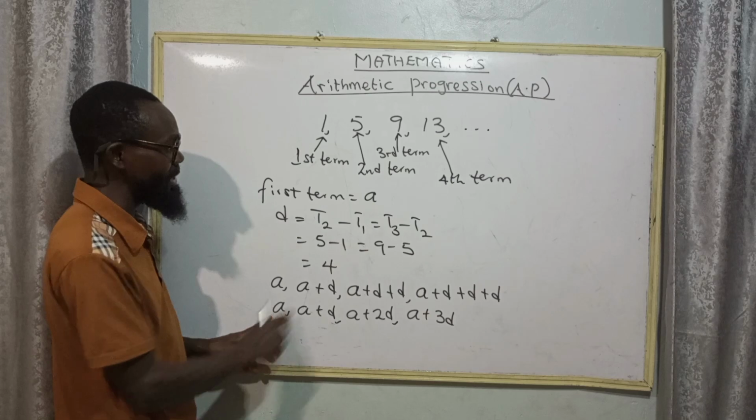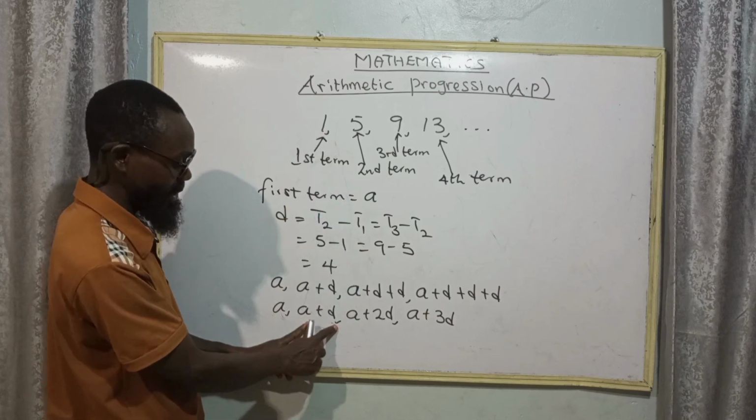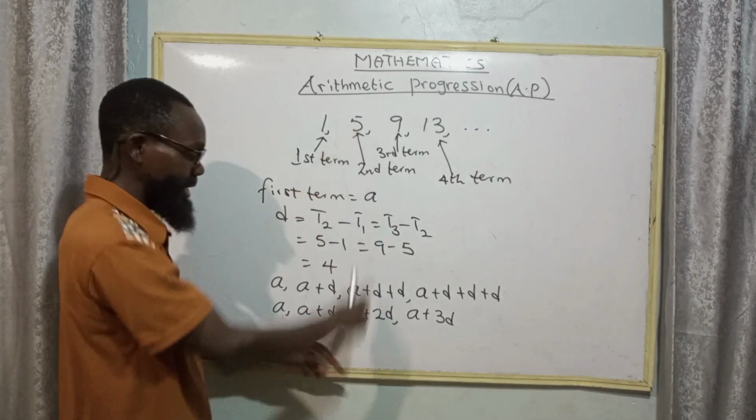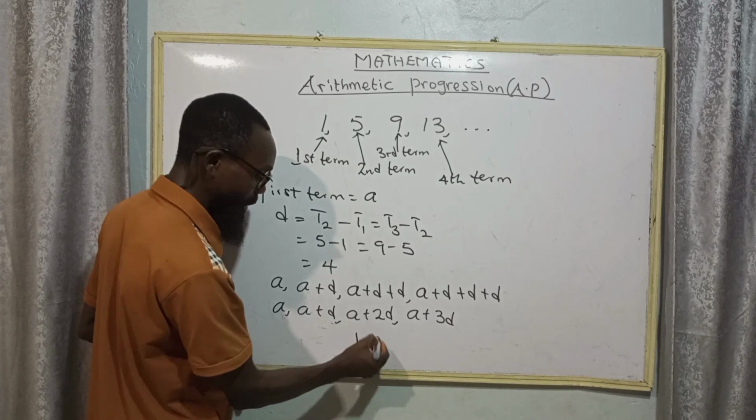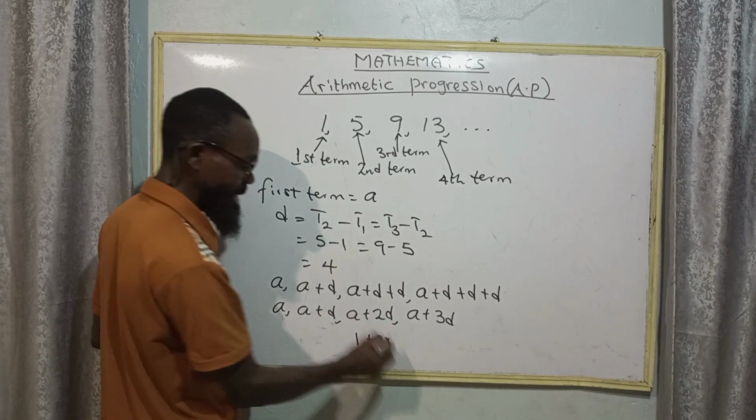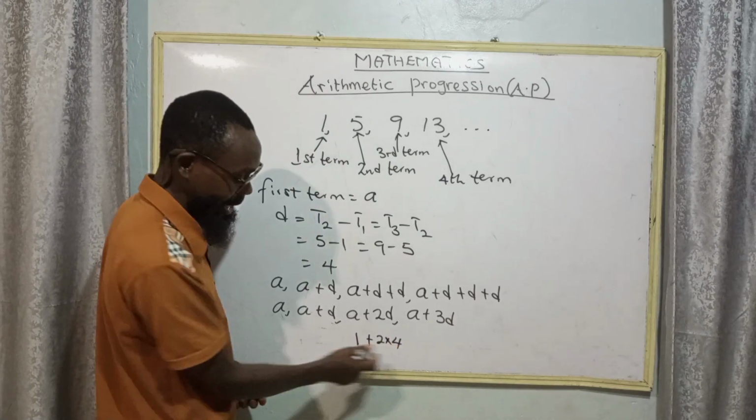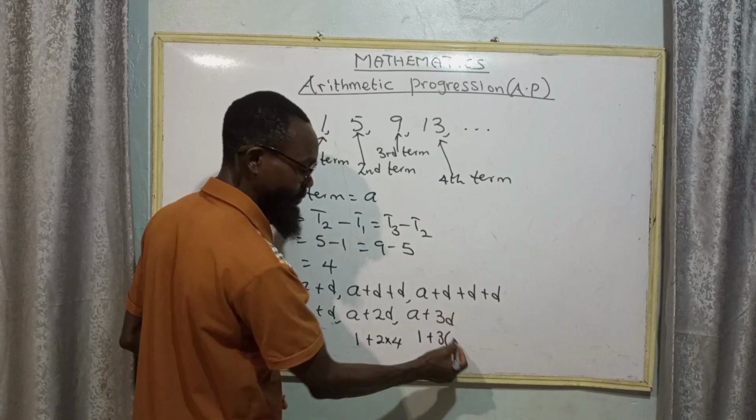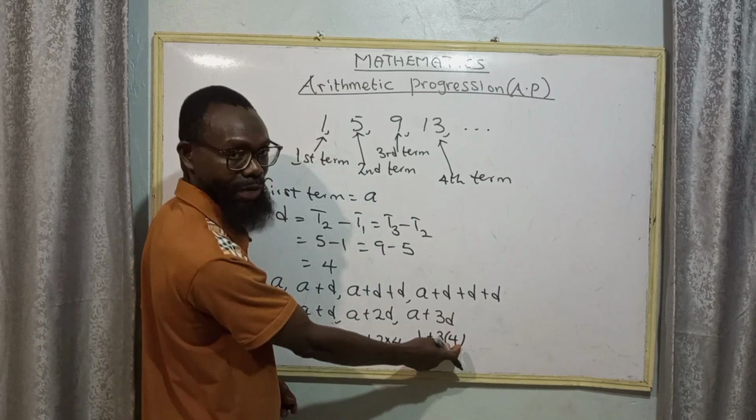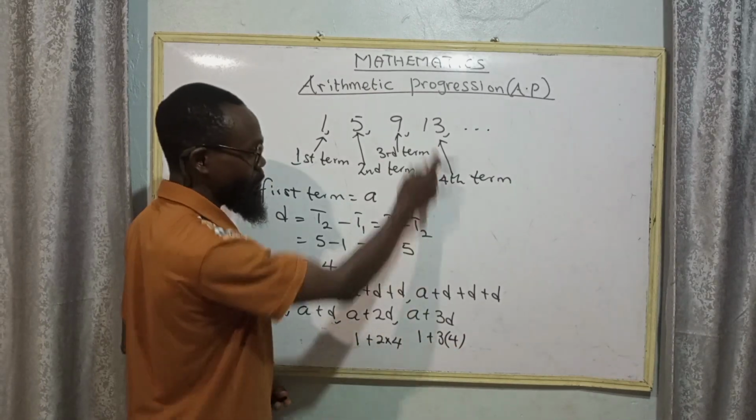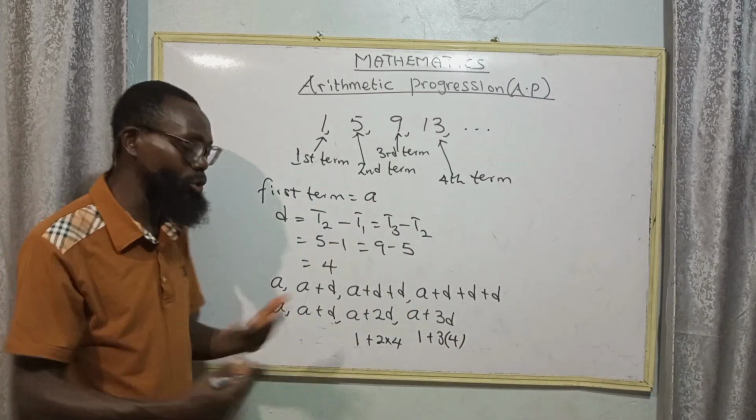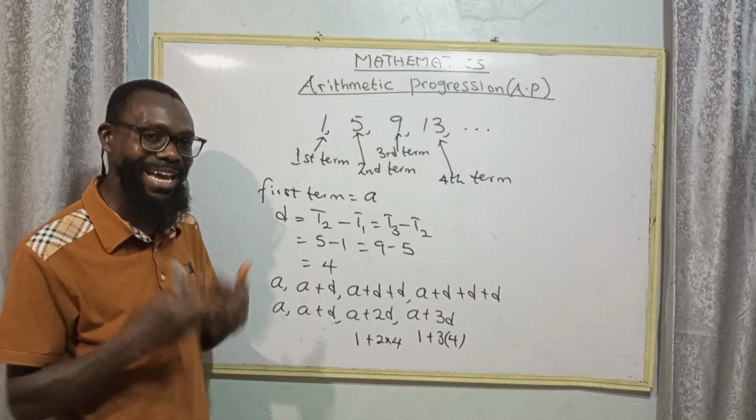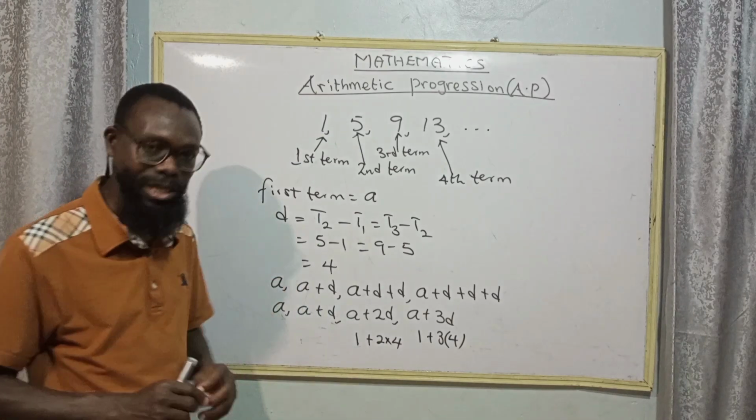When we look at this exactly, we are going to get our values. My first term here is 1. My second term is A plus D. When A is 1, D is 4: 1 plus 4, I'm going to have 5. Then for this one, my A is 1 plus 2 multiplied by my common difference, which is 4. 2 times 4, we have 8. 8 plus 1, I'm going to have 9. Likewise here, 1 plus 3 times my common difference, which is 4. 3 times 4, we have 12. 12 plus 1, I'm going to have 13. So this is how we are going to go on until we get to the last term. This will now take us to the nth term of an arithmetic progression.